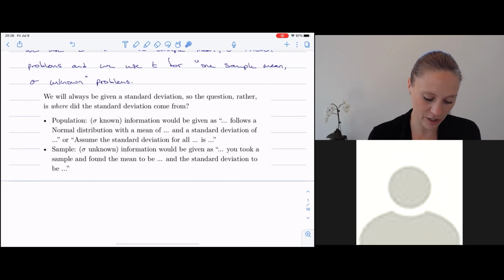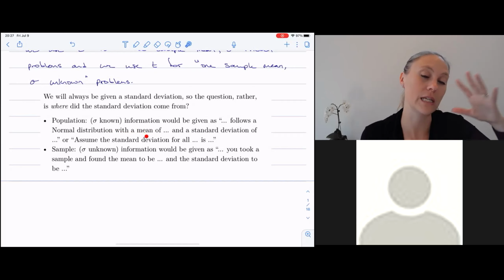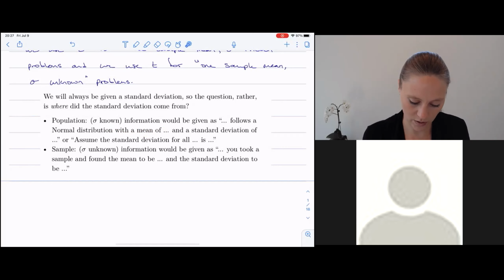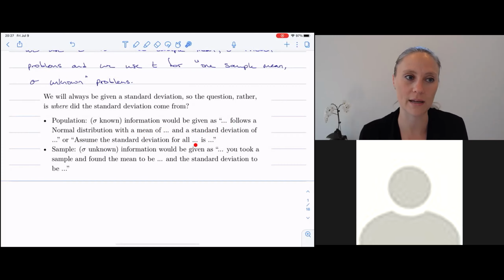So where did the standard deviation come from? If it came from the population, usually the information is given in a specific way to indicate that this is the standard deviation for the entire population. So it would say something like blah, blah, blah follows a normal distribution with a mean of this and a standard deviation of this. Then you're given the population standard deviation. Or it could say something like, assume the standard deviation for all blank is blank. As soon as you're talking about the standard deviation for all of anything, that is the population.